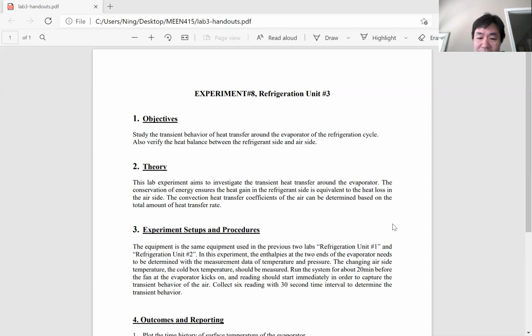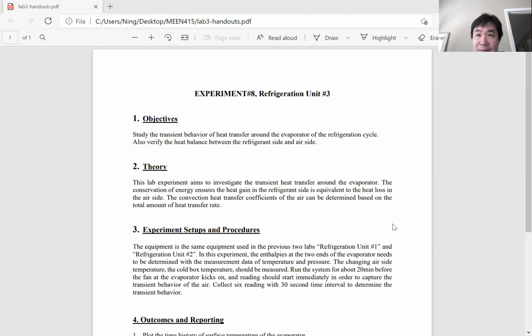Okay, so you should be able to find the energy change, which is the heat gain in the refrigerant side. So that will be equal to the heat loss in the air side. Okay, so in this experiment, we're going to measure the ambient temperature. You have a cold box around the evaporator, so it simulates a small ambient environment. The ambient temperature in the cold box is measured.